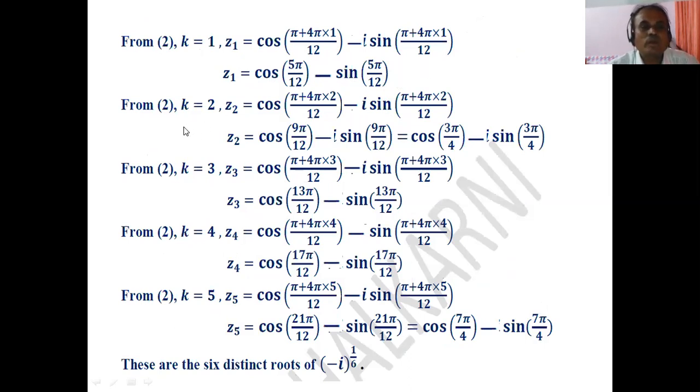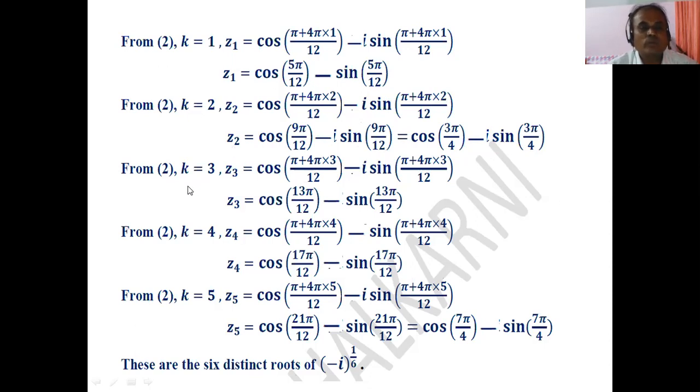Now we put the value k equal to 2 in equation 2. Now, from 2, z2 is equal to cos of (pi plus 4 pi into 2) upon 12 minus i sine (pi plus 4 pi into 2) upon 12. Now we simplify this: 4 pi into 2 is 8 pi, 8 pi plus pi is 9 pi, and therefore cos of 9 pi upon 12 minus i sine 9 pi upon 12. Now we simplify this, we get cos of 3 pi by 4 minus i sine 3 pi by 4. Okay, this is the third root of the given complex number.